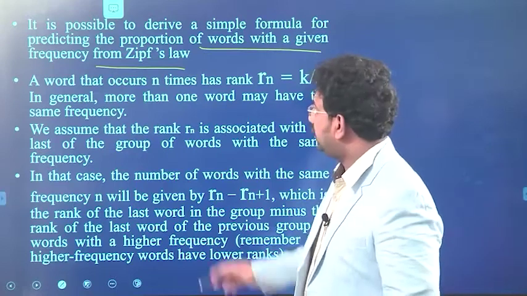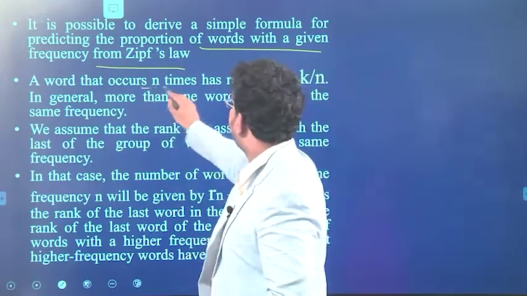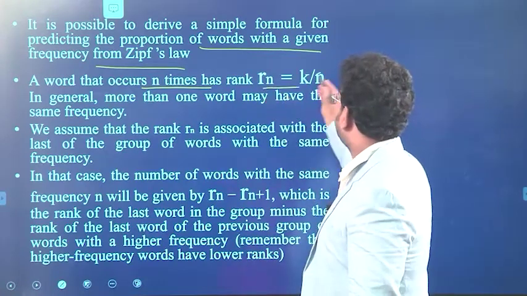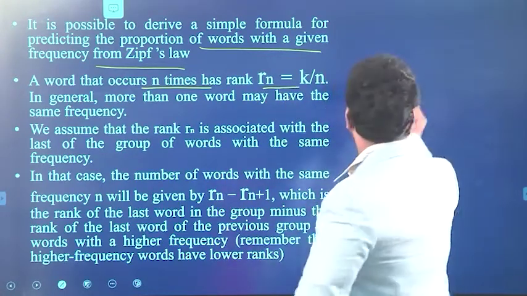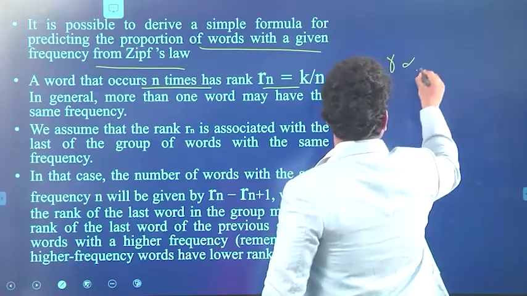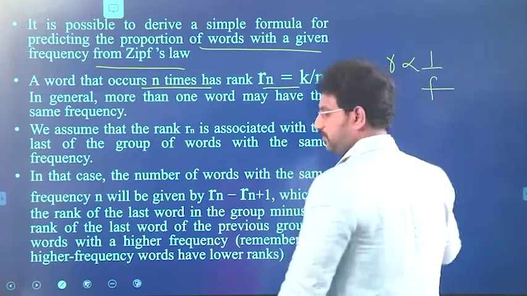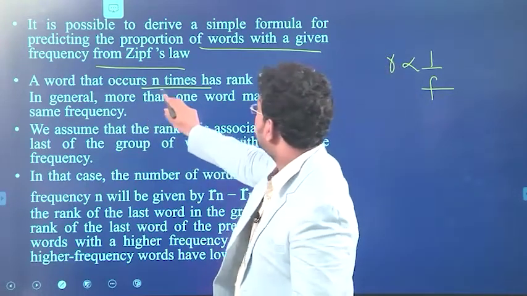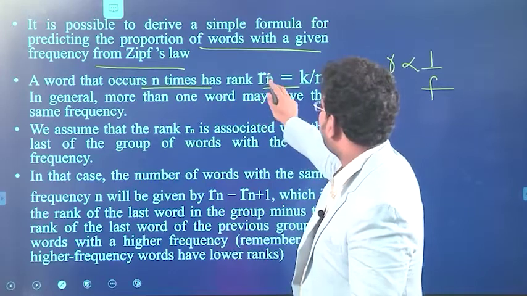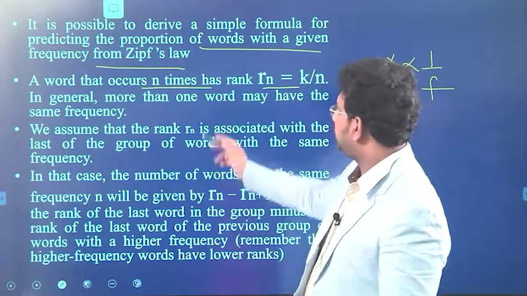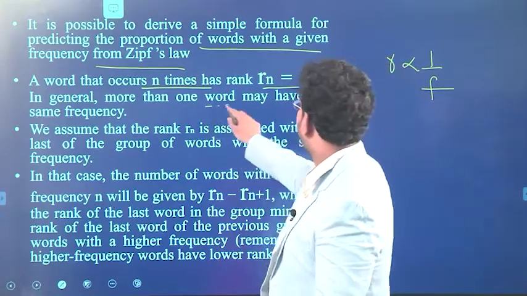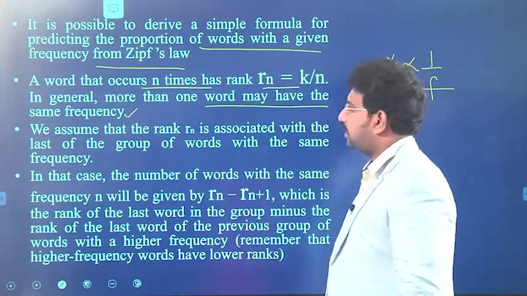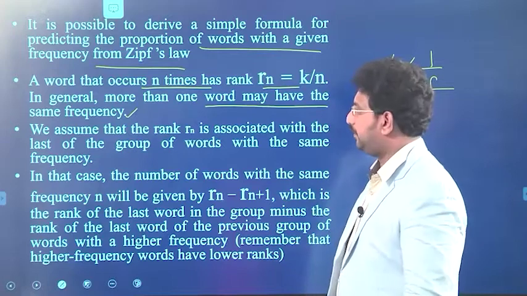Here, a word that occurs n times has the rank Rn equals k by n. So you know the fundamental, R is inversely proportional to 1 by f. A word that occurs n times has the rank Rn equals k by n. In general, more than one word may have the same frequency.